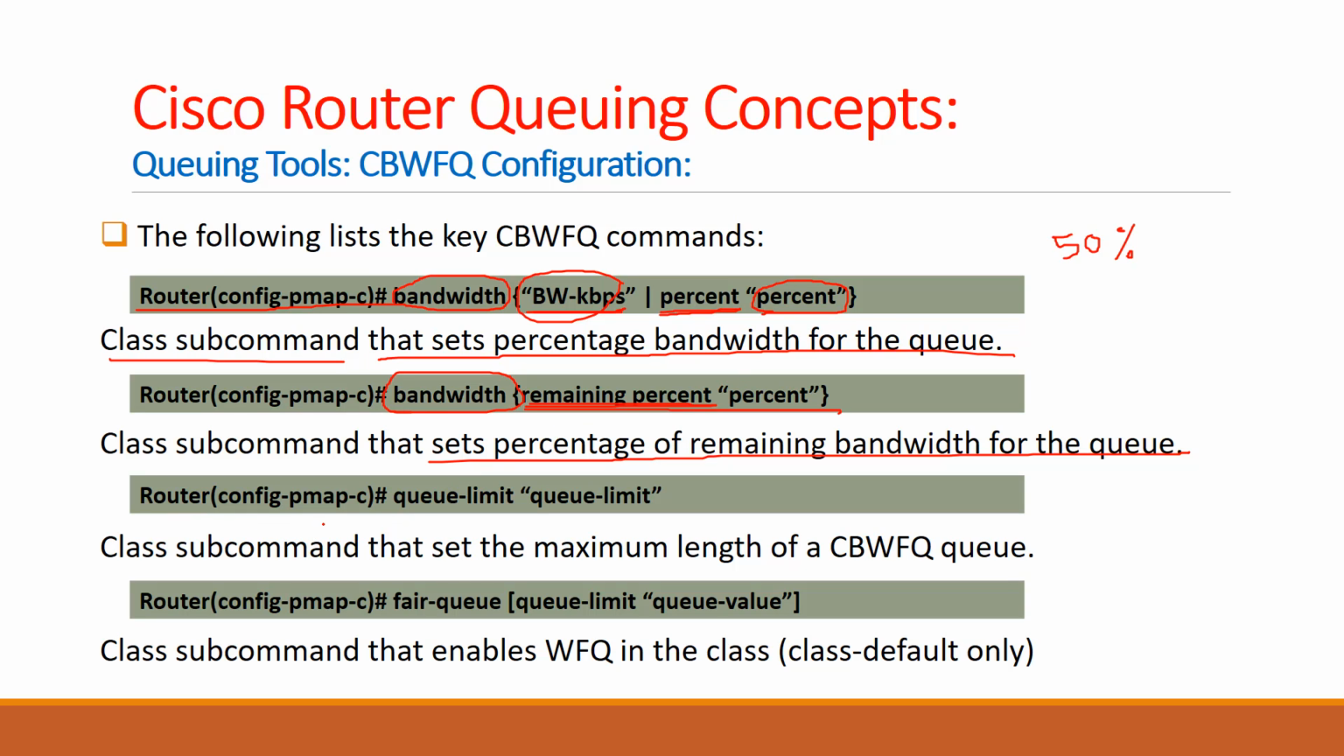The third command, queue limit, and you define the queue limit. This class subcommand sets the maximum length of a class-based weighted fair queuing queue, the maximum length for that queue. And the last command, fair queue, and you define the queue value. It means that this class subcommand enables weighted fair queuing in the class, which is the class default only.